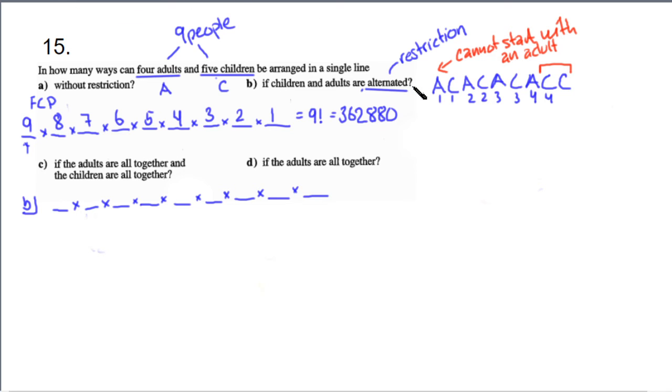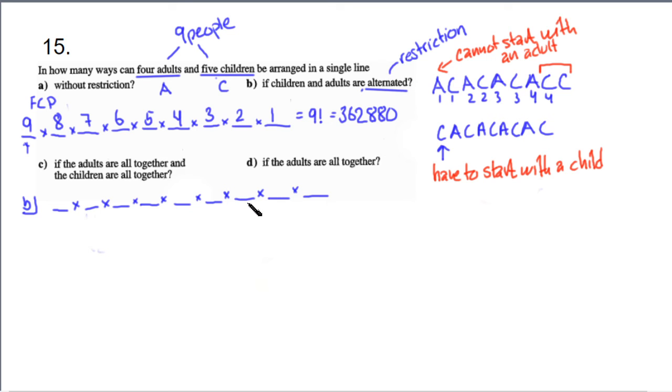Okay, so if we do the same visual representation here, but we're starting with a child: child, adult, child, adult. So there we have the 4 adults. We have 1, 2, 3, 4 children, and there's your 5th child. Here are the 9 people. Okay, so we have to start with a child. Okay, so now we go back here to our placeholders.